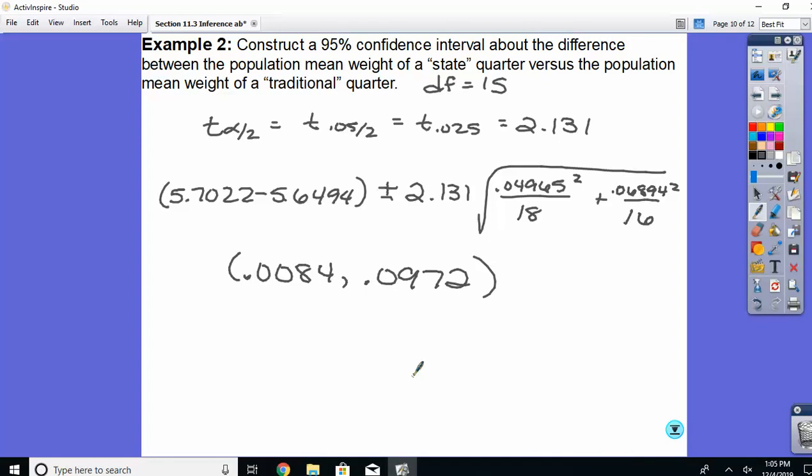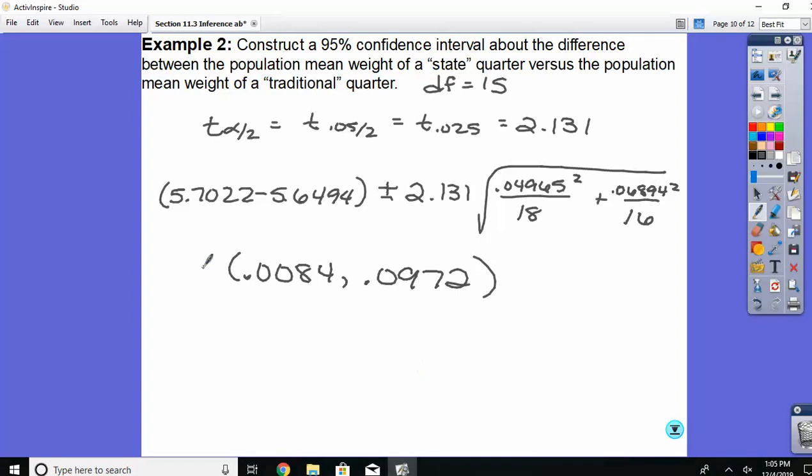So I got 0.0084 and 0.0972. So I am 95% confident that the difference in their weights falls in that interval. So would that lead you to believe that their weights are different? 0 doesn't fall in between them, so yes, they're different. If their weights were the same, there would be a 0 in the middle of that. There's not, so that would also lead me to reject the null, and the weights are different.